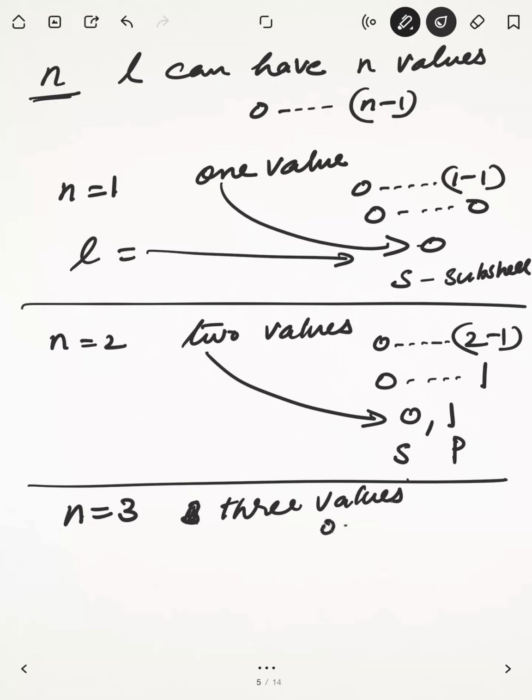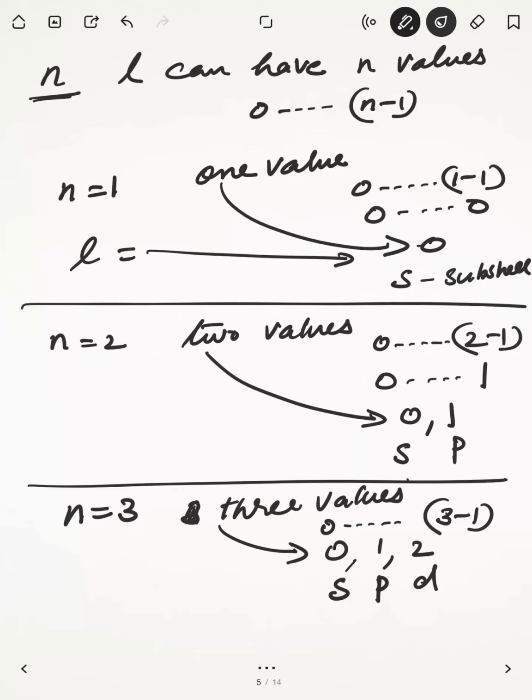Ranging from 0 to n minus 1, that is 3 minus 1, that is 0, 1, 2. When L is equal to 0, S subshell. When L is equal to 1, P subshell. When L is equal to 2, D subshell. So these are the three values 0, 1, 2.